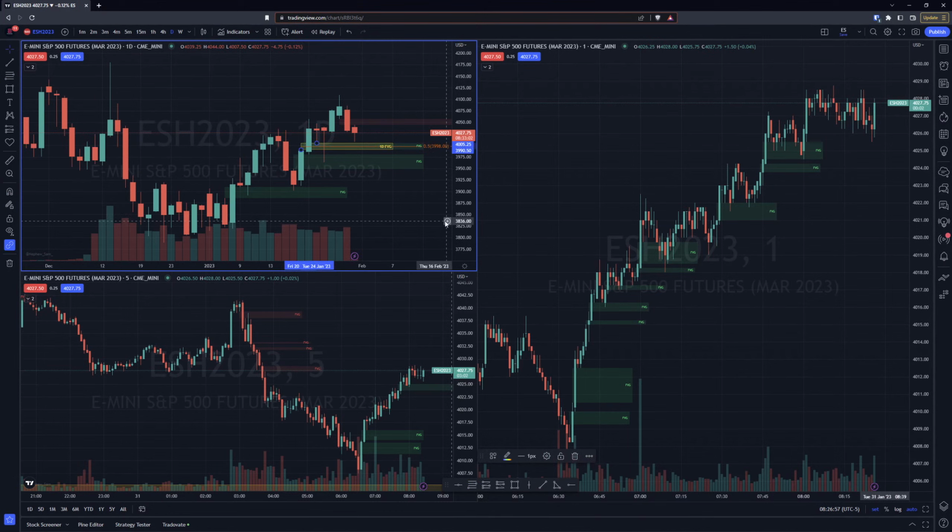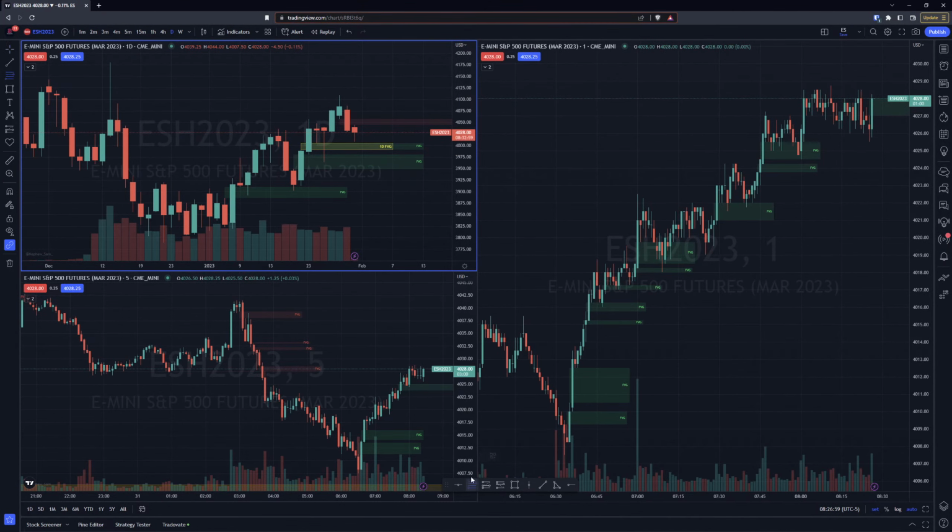That's insane. Okay, let's delete this one so we can see what this wick is. 399775. Let's look at the thing. 3998. It's literally a tick difference.